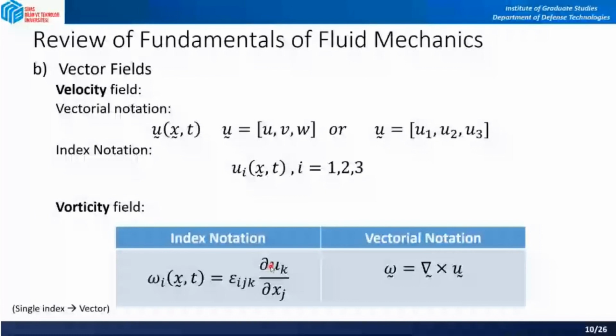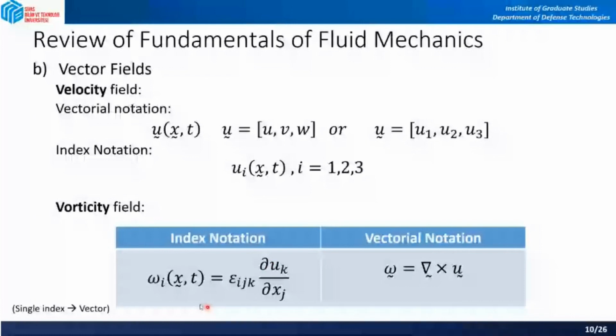The vorticity vector is equal to the gradient, or del, cross your velocity vector. Okay, so it's a cross product of two vectors.